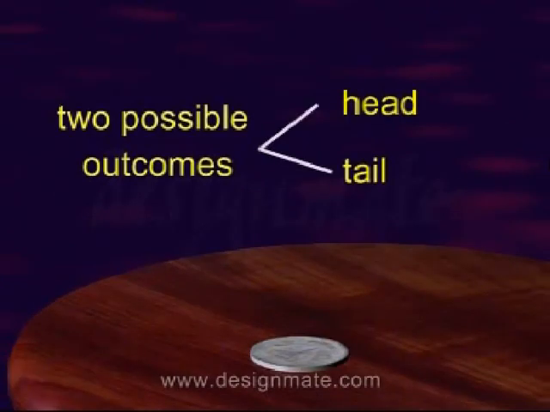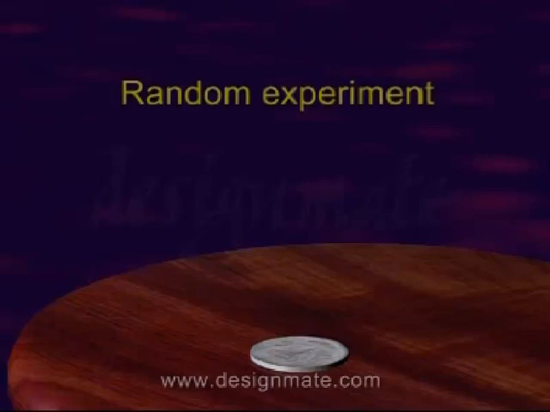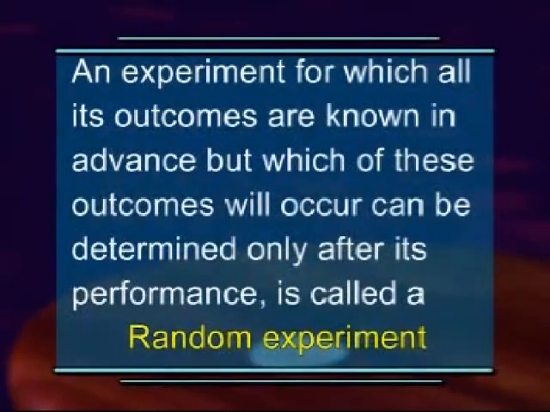Though we know beforehand that there are only two possible outcomes, namely head and tail, we cannot say with certainty that the outcome will be a head or a tail. We shall therefore call the experiment of tossing a coin a random experiment. Thus we can define a random experiment as follows. An experiment for which all its outcomes are known in advance, but which of these outcomes will occur can be determined only after its performance, is called a random experiment.